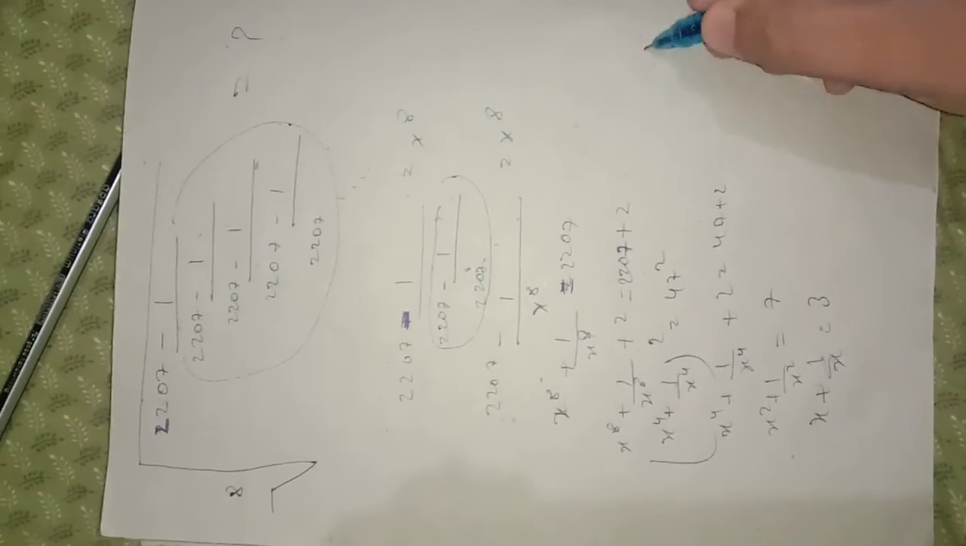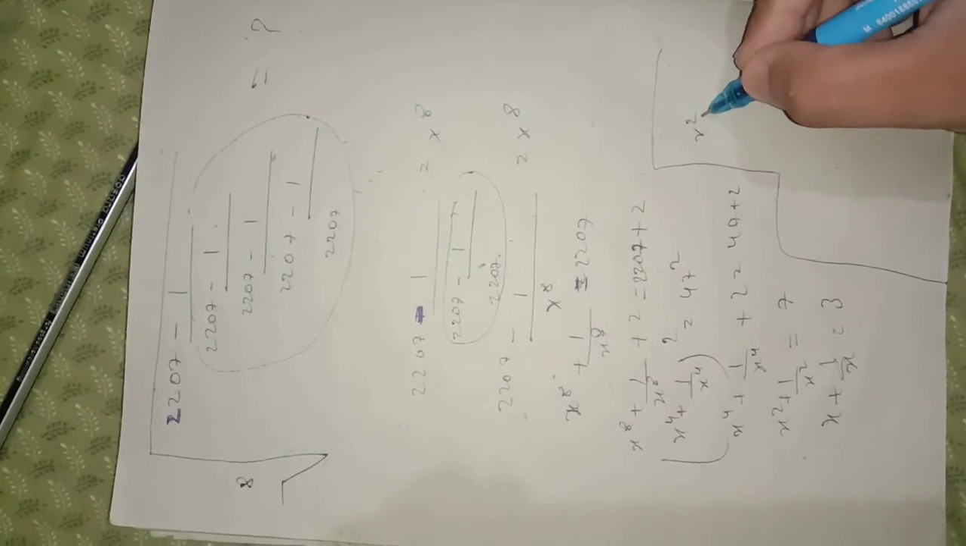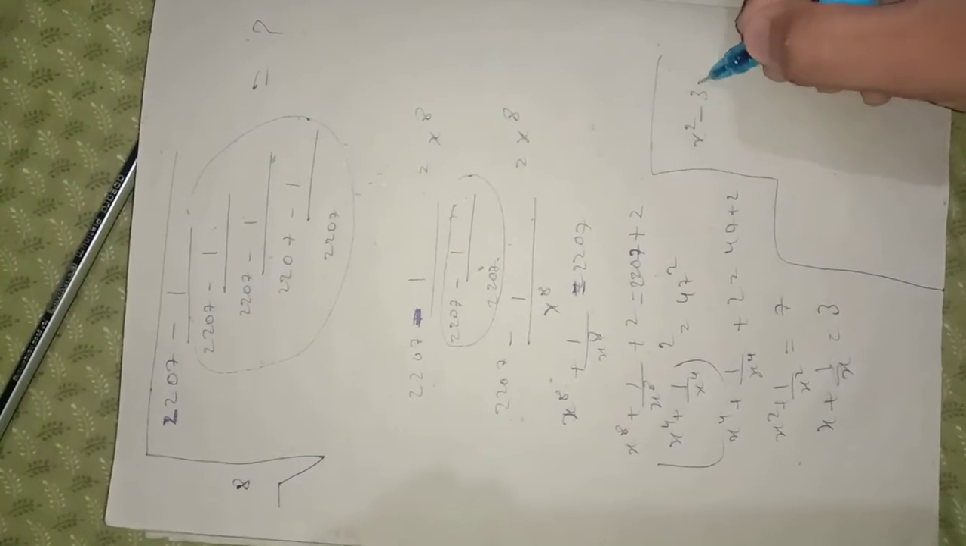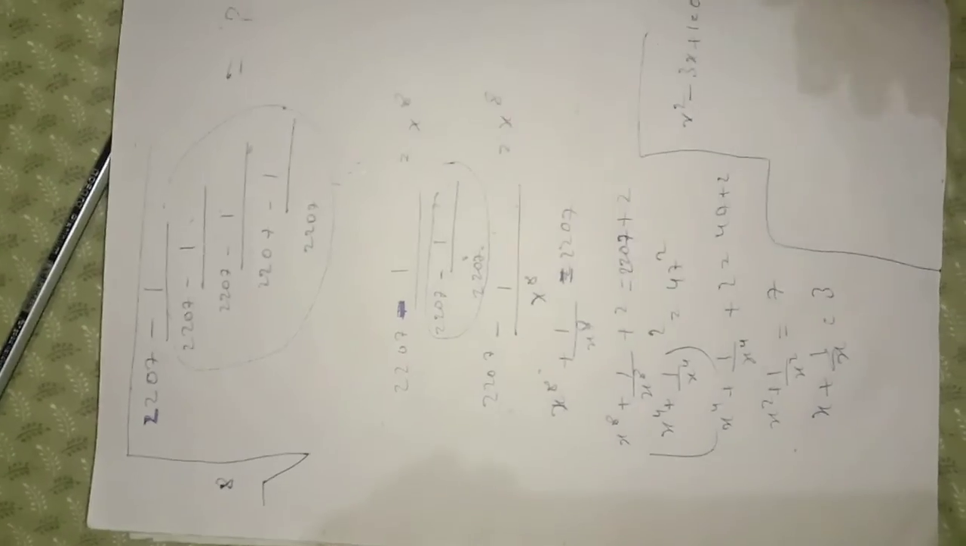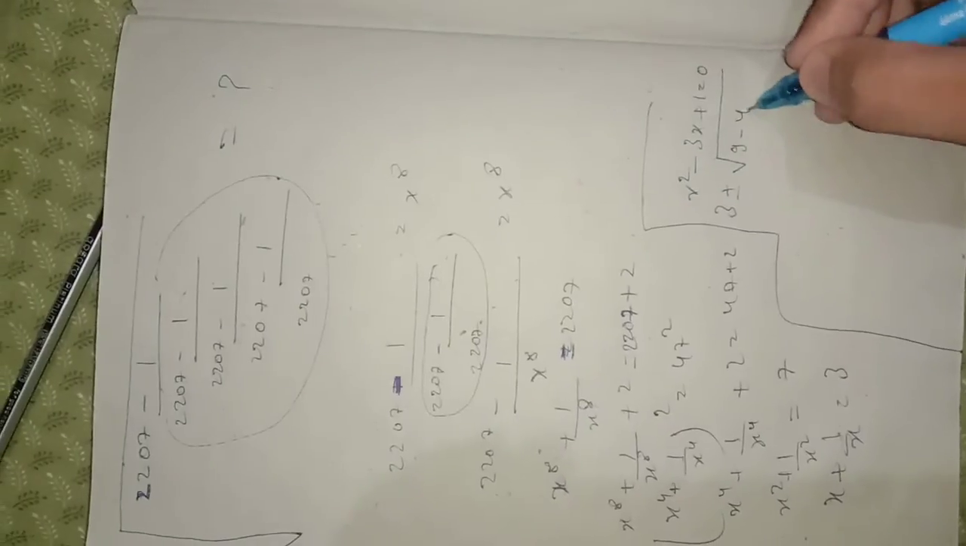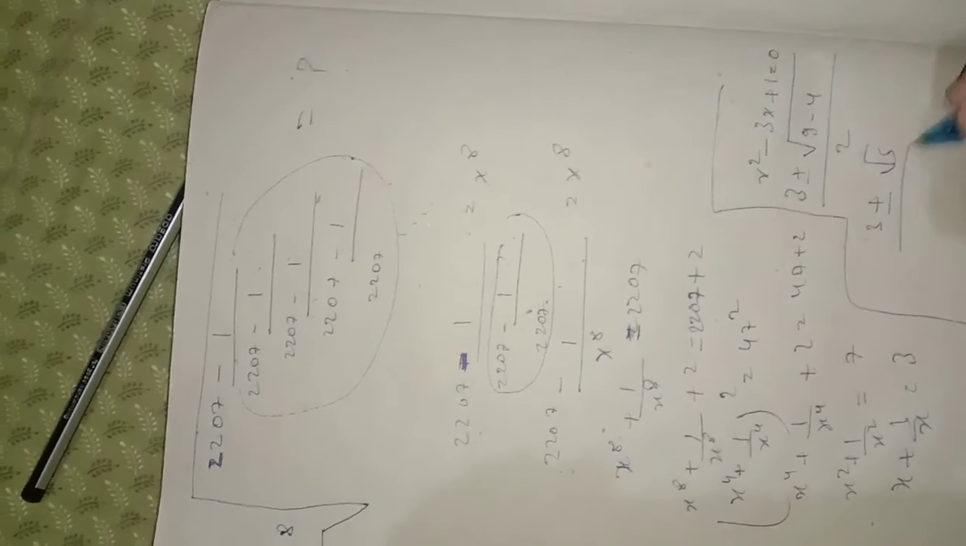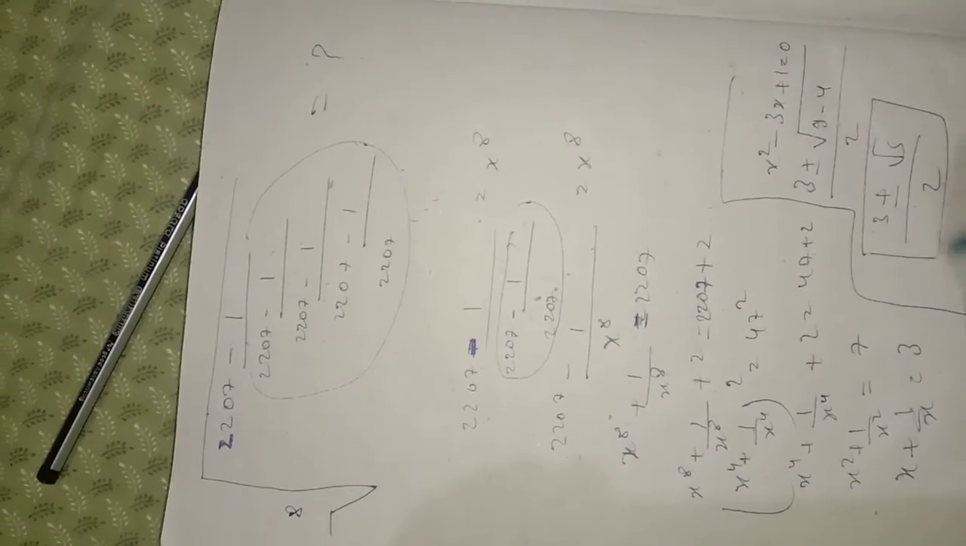Now it's a simple quadratic equation. I may solve it here. x square minus 3x plus 1 is equal to 0. Now we can just apply the quadratic formula, which is 3 plus minus under root 9 minus 4 over 2, means 3 plus minus root 5 by 2. So this is equal to the value of x.